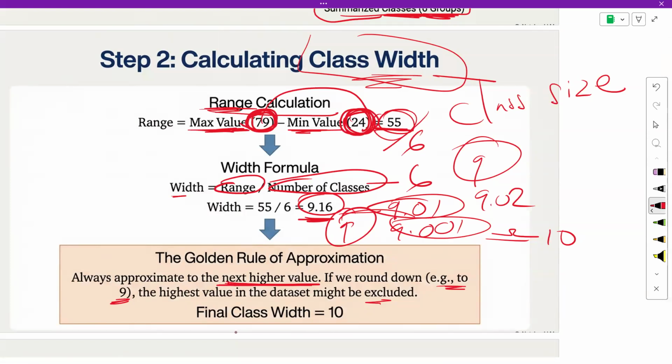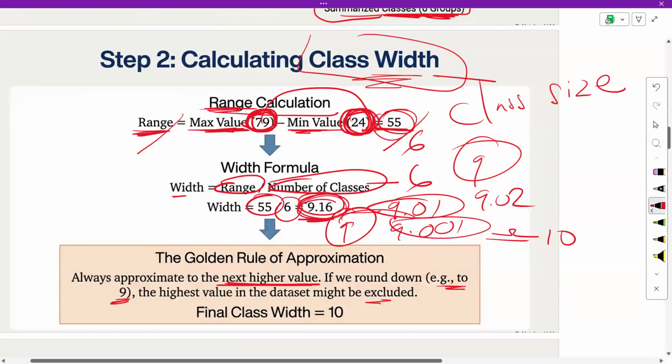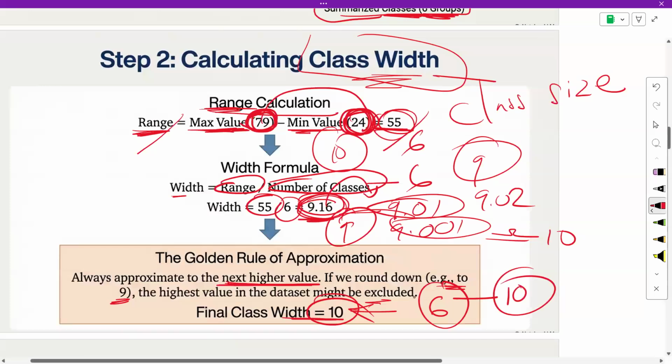So there's a risk. In summary, first we have to find the range. The range should be divided by the number of classes as we decided earlier. Here the range is 55, the number of classes is 6, and the class width is 9.16. The rule is we have to take the next highest value, that could be 10. So the class width is 10. Therefore, the final 6 groups, each group size is 10.